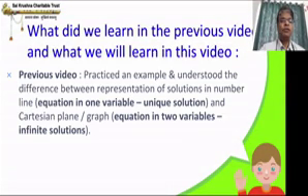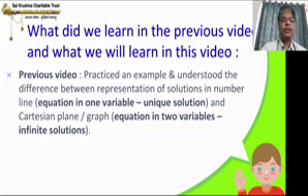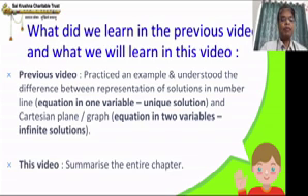In the last video, we practiced one more example for plotting the solution as a unique solution on the number line and multiple solutions on the Cartesian plane. Hope all of you have understood the difference between linear equation in one variable and two variables. This video will summarize the entire chapter.